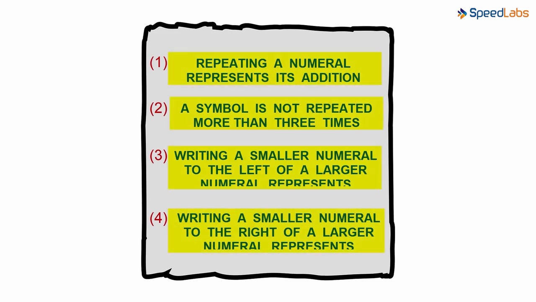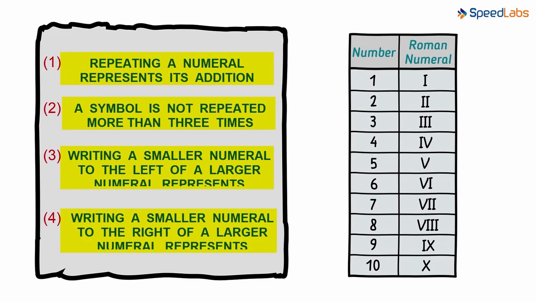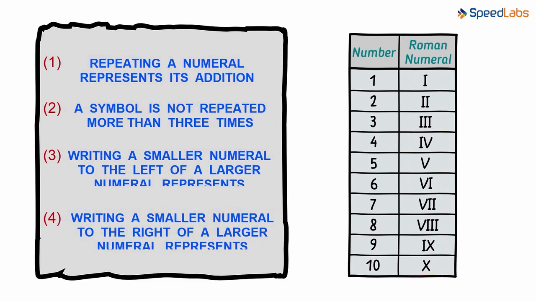Based on these rules, we explored the set of Roman numerals from 1 to 10. An example of the first rule was the number 3. 1 plus 1 plus 1 is 3. The second rule made us write 4 like this and not like this. 4 and 9 again are examples of the third rule. 5 minus 1 and 10 minus 1. And the numerals 6, 7 and 8 are examples of the fourth rule.